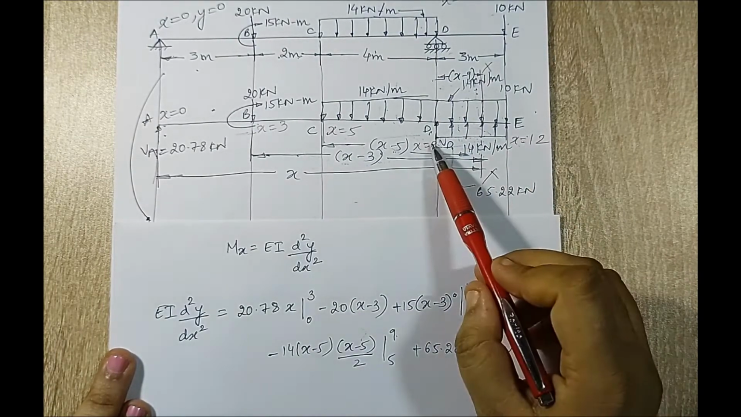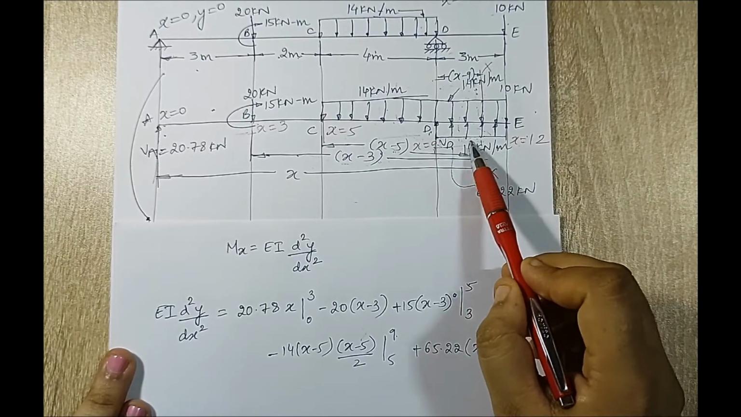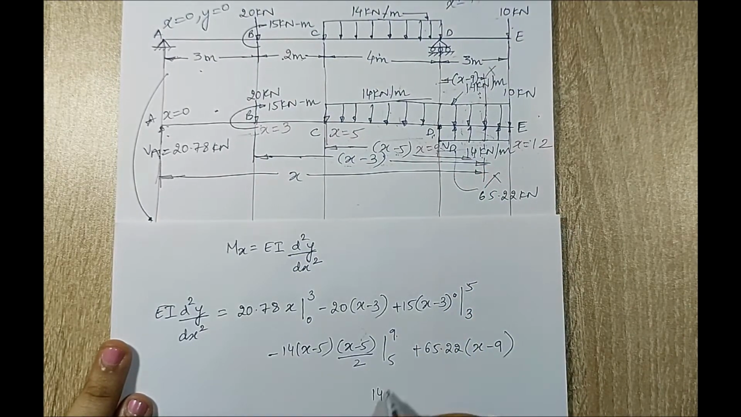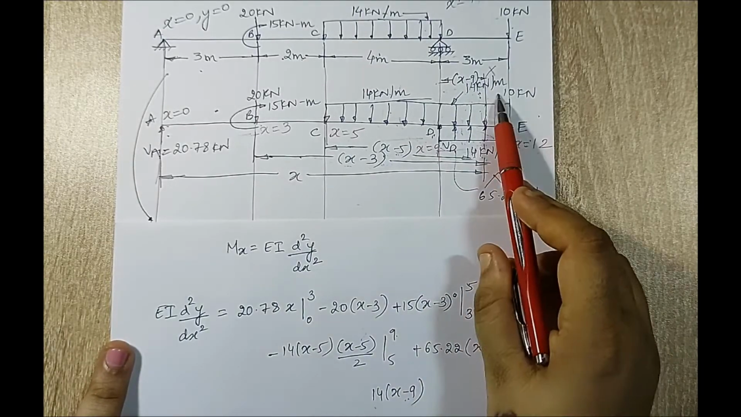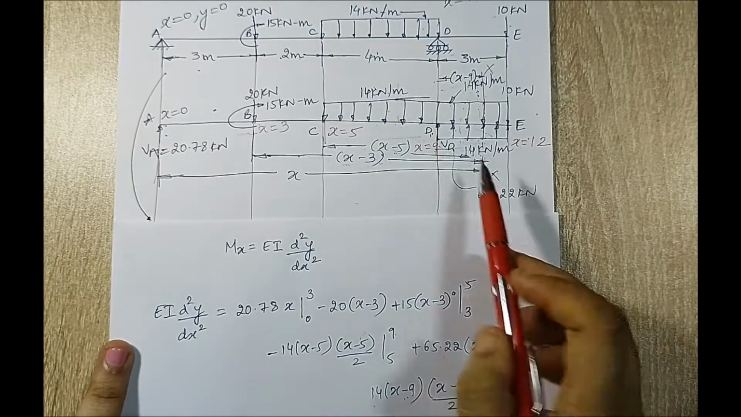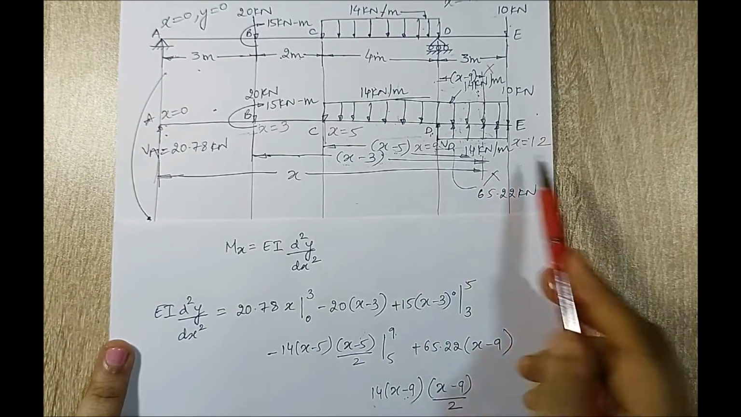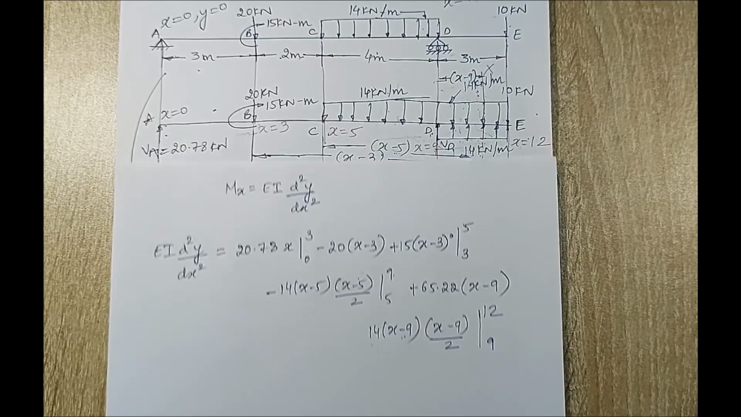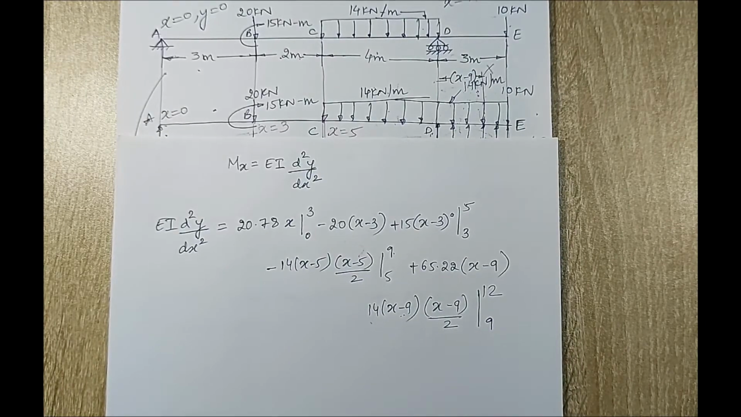The next thing is the UDL between this portion. Again you can see this is 14. The distance is x minus 9. So I'll have 14 into x minus 9. This term will make it into a load, which means these two multiplied together will become in kilonewton, and the distance will be half of this distance, where I am going to place the point load. So x minus 9 by 2. Now for these two, the domain will be from 9 to 12. So this is how the equation is supposed to be written for the moment equation.